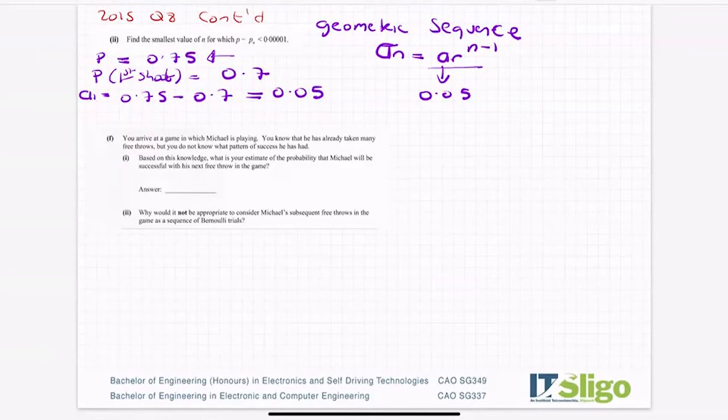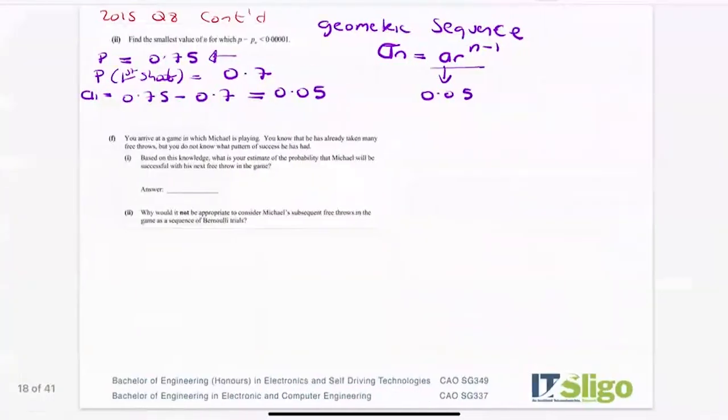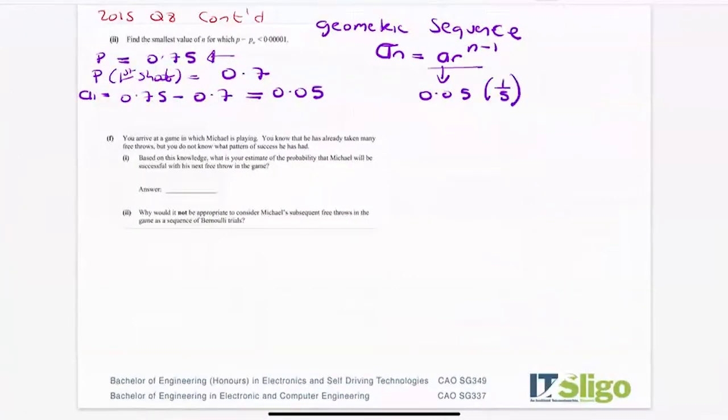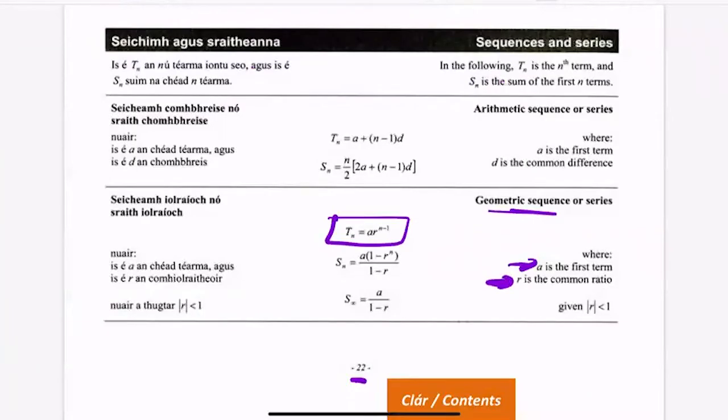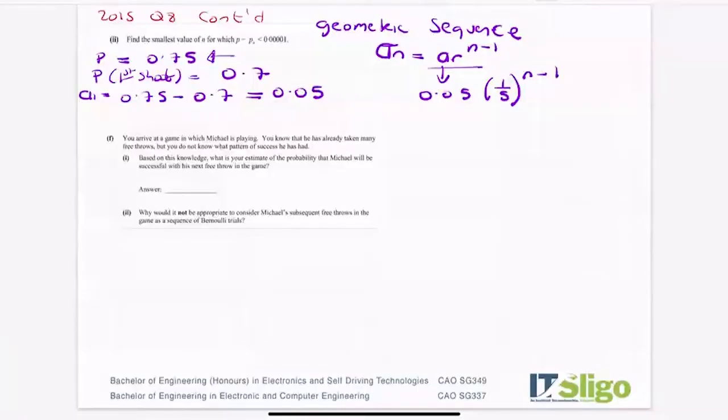My r is a fifth, which we found in the last one, to the n minus 1, because r is the common ratio here. And we have to show that's less than 1, 2, 3, 4 zeros, so 10 to the minus 4. Okay, I would divide both sides by 0.05. Okay, and let me just put that into a calculator. 0.0001 over 0.05.